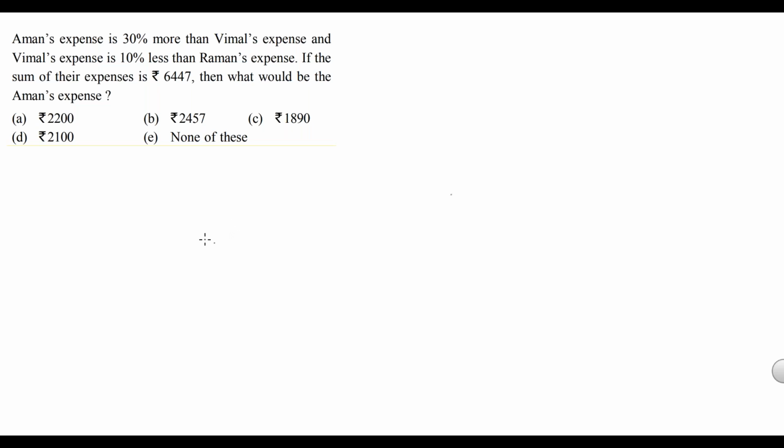Okay, 2457. Aman's expense is 30% more than Vimal's expense. So we can take the equation. Aman's expense is 30% more than Vimal's expense, but Vimal's expense is 10% less than Raman's expense. So let's take Raman's expense as X, or we can take it as 100.